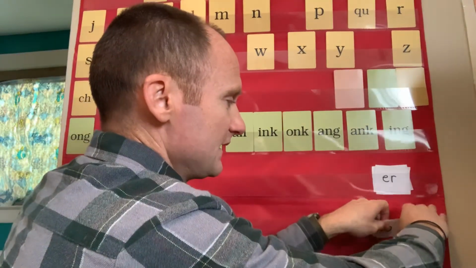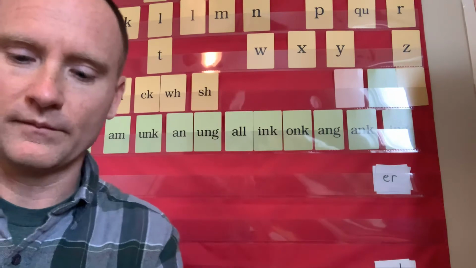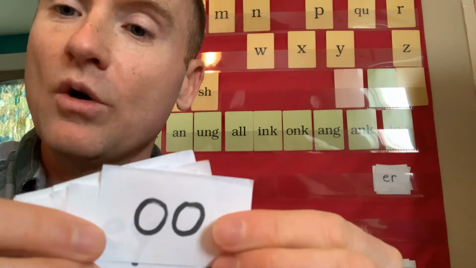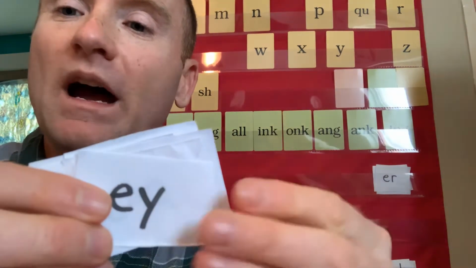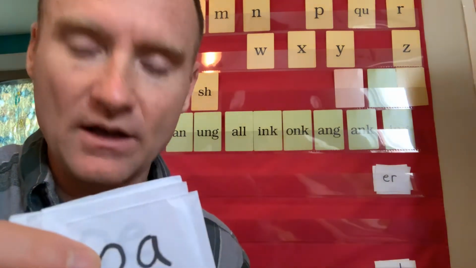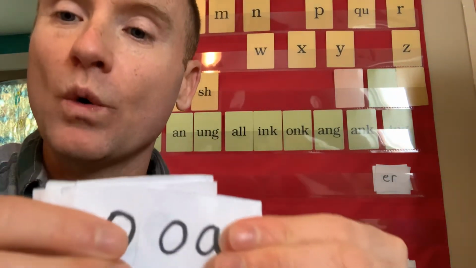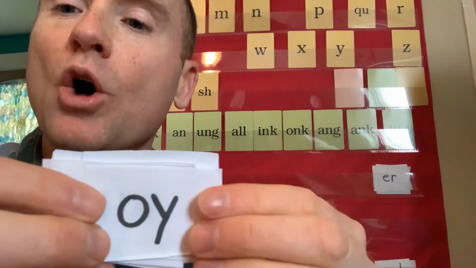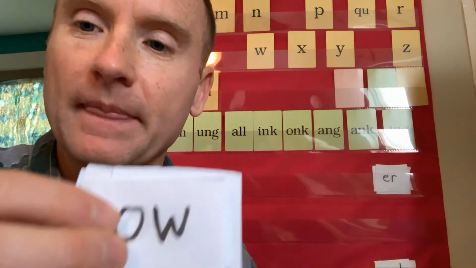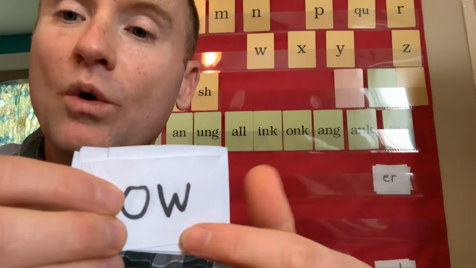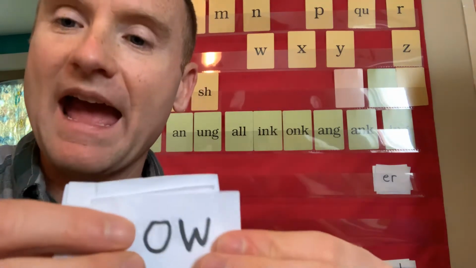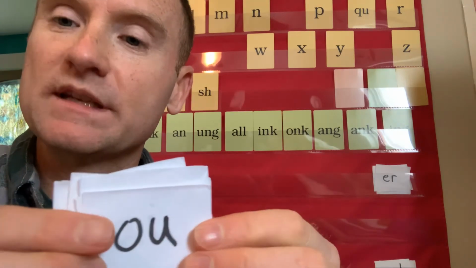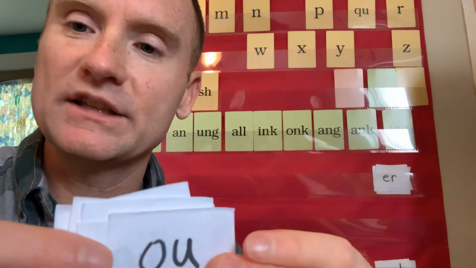Let's do our vowel teams real quick. All right, here we go. OO, OO, EY, OA, OE, OY, OI, OW. What other sound? OW, OU. OW, like in out, and OU, like in soup.